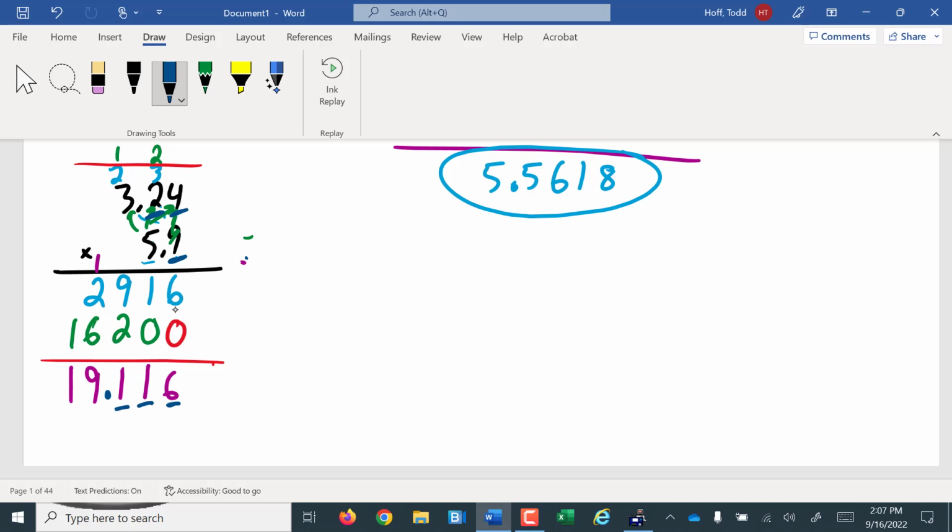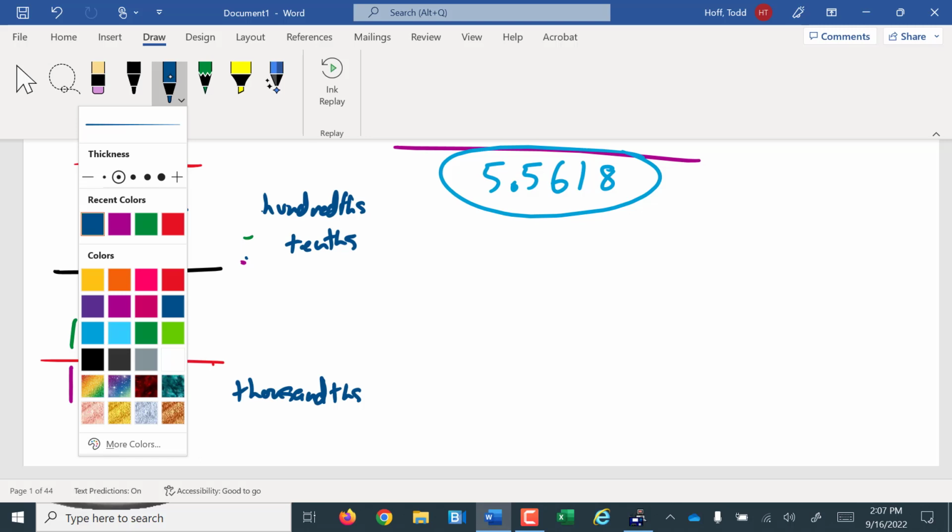Remember, the reason we're doing that is because we're combining the names. This is hundredths. This is tenths. Hundredths times tenths makes thousandths.